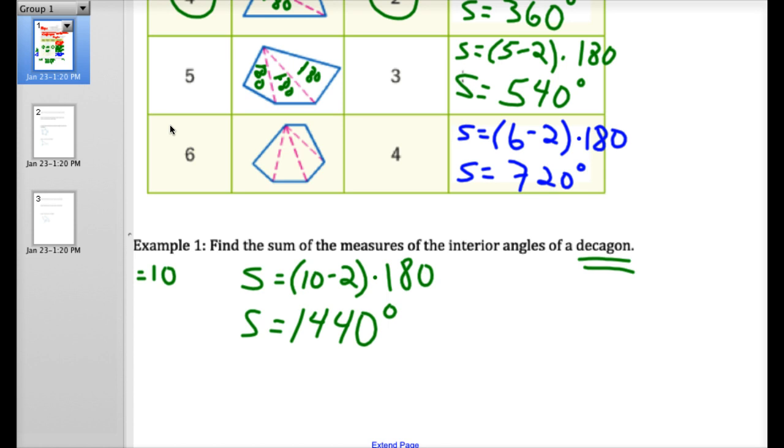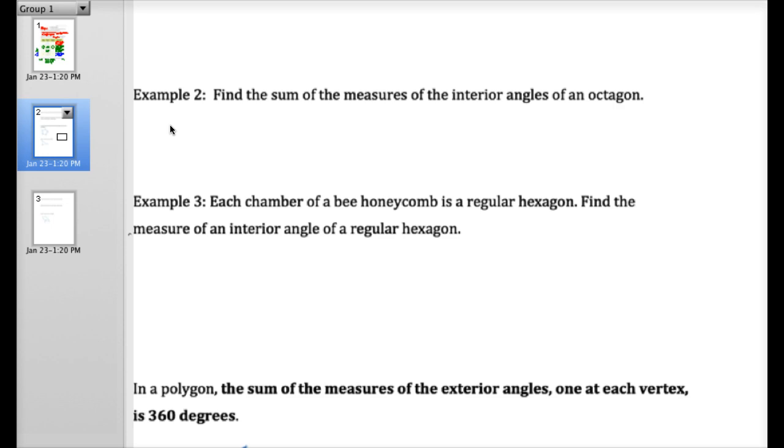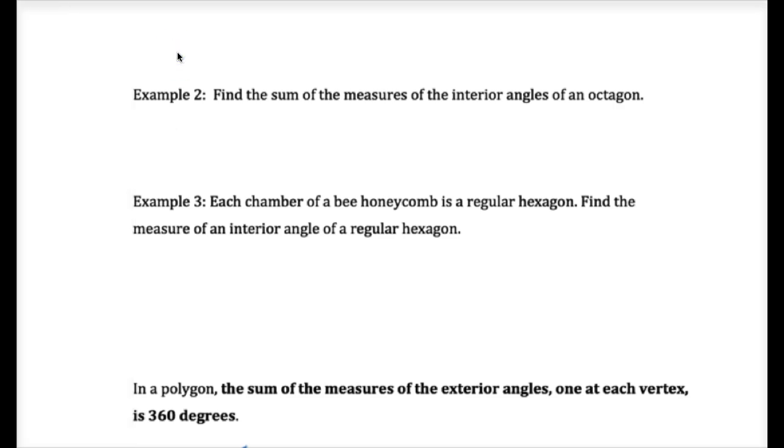All right. Find the sum of the measures of the interior angles of an octagon. Oh, it's easy. Okay. Tara, in an octagon, what does n equal? N equals 8. Number of sides is 8. So tell me the formula.